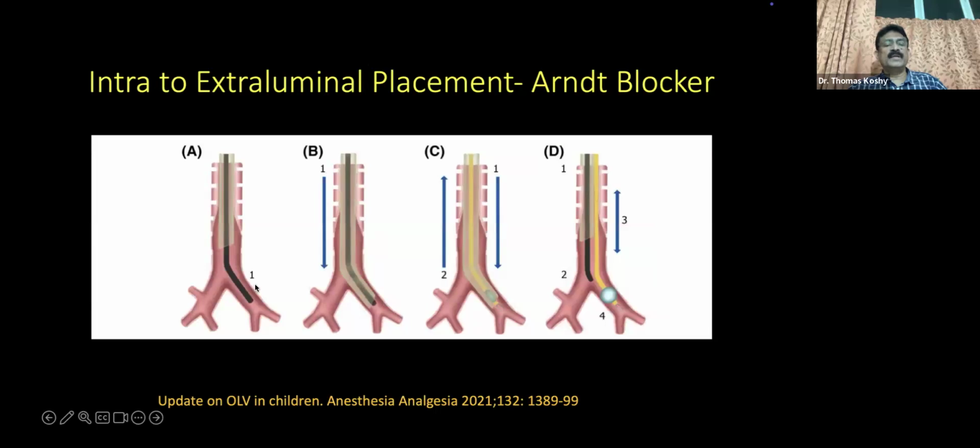Or you can do intra to extraluminal placement. So first you put an endotracheal tube, put the FOB through that and position the endotracheal tube in the desired bronchus. Then put the blocker through that, and this tube is split like that. Then withdraw and remove the tube, and again intubate with a single lumen tube and do FOB through that. So a learning curve is there, but it is very interesting to do this in a child and not difficult.